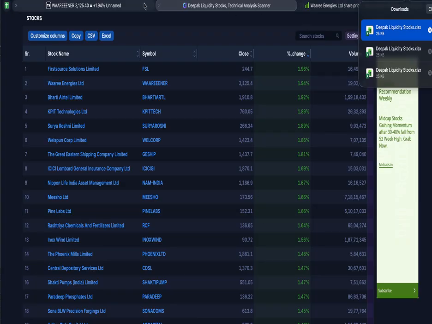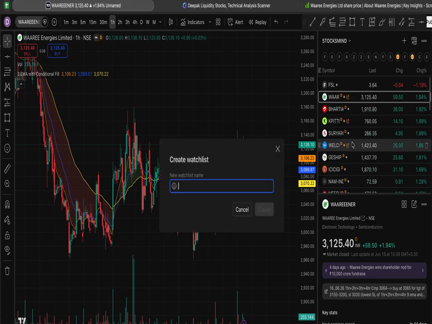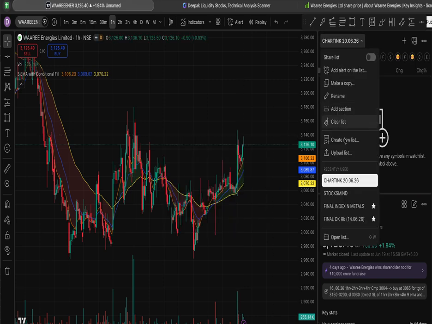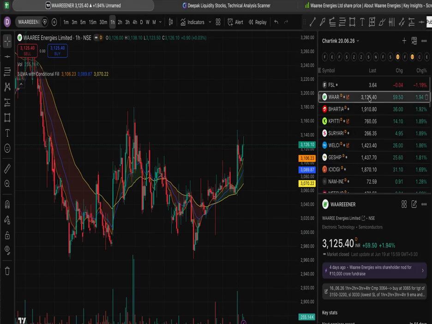Then I have to go to the TradingView chart here, and from here I create a new list, Chartink, and create, and then you can upload the list from here. We've got all the stock list from here. So you can see all the stocks on Chartink have come on the TradingView website.